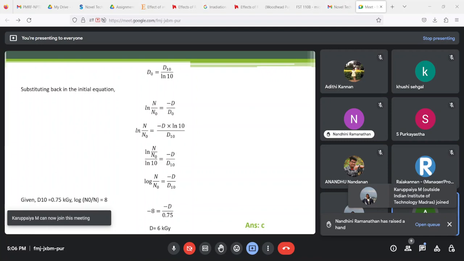So even if you don't know the D naught of the microorganism, if you know the D10, you can calculate D naught. So which part of it needs to be repeated? Any doubts? So if you have the D naught, this is the relation that you will use. If you only have the D10 value, this is the relation that you will use. The derivation is not important. I just wrote it down so that you can understand where this came from.